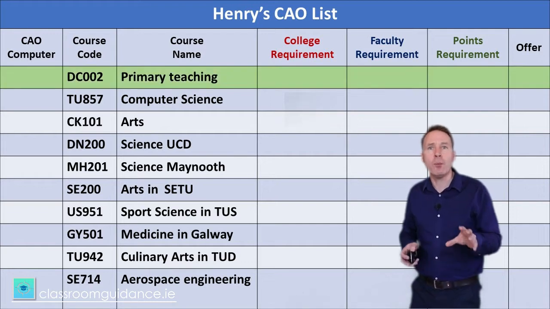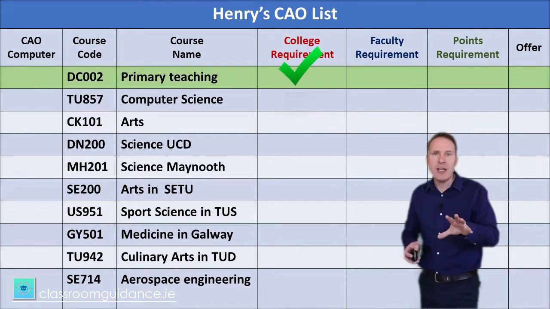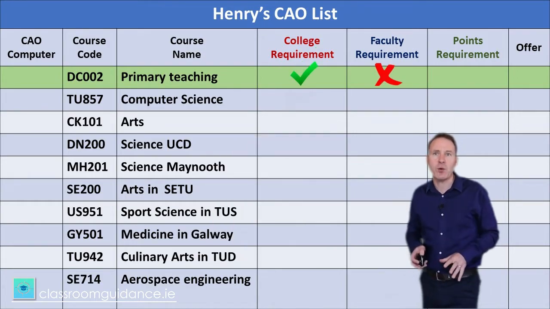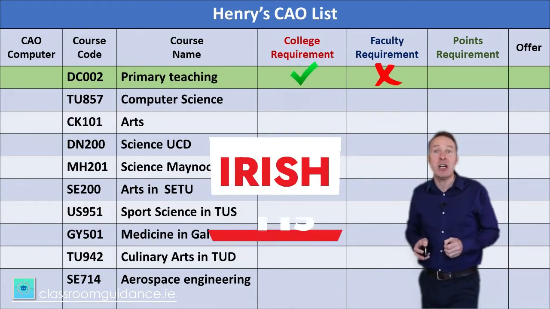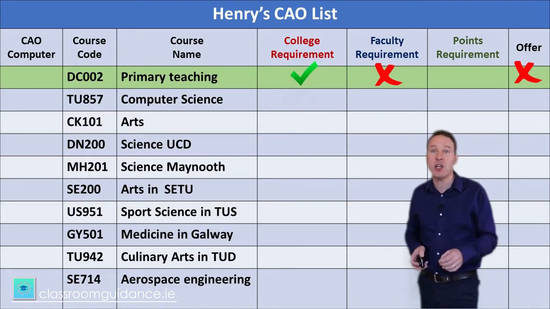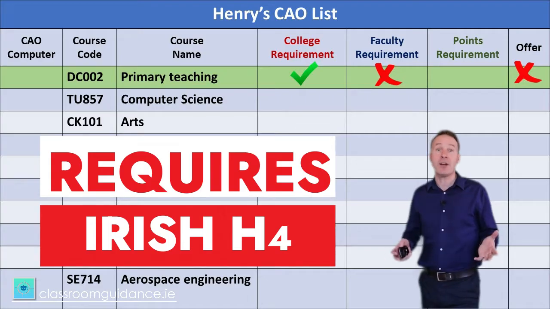So for course number 1, primary school teaching in DCU, Henry gets the college requirements with having 2 H5s or better, but he doesn't get the faculty requirements because he came in with a H5 in Irish. And as we know, the minimum entry requirement set by the Faculty of Education in DCU is a H4, so there's no offer given here.